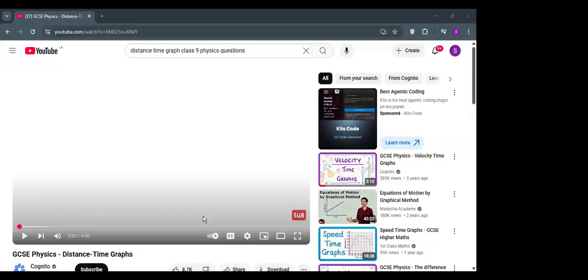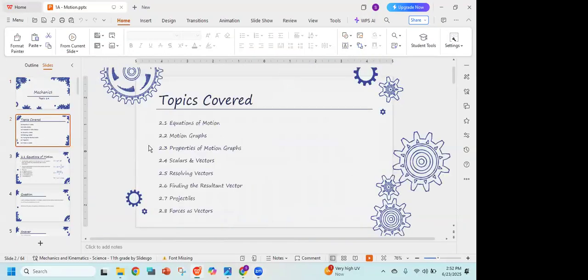So during our last class, we were talking about these topics. Can you see? We were talking about equations of motion, motion graphs, properties of the motion graphs, scalars and vectors, and resolving vectors. So we managed to cover these areas during the last class. I'll just run you through the last topics that we discussed.